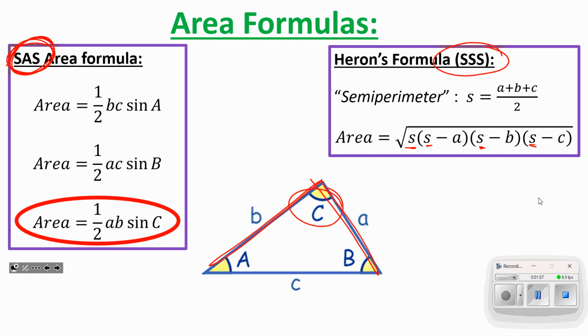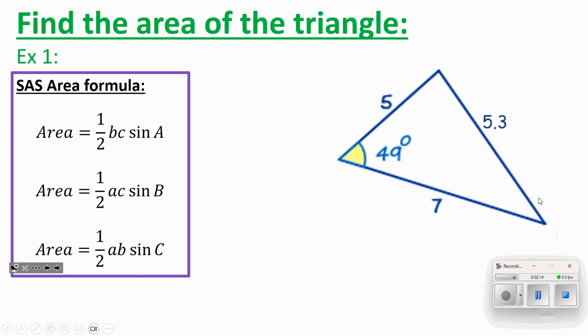All right, we have these 2 formulas. Keep in mind, again, this is the formula we want to use for the SAS area formula, side angle side, which means you're using 2 sides and the angle between them, versus Heron's formula, which uses all 3 sides, finding the semi-perimeter, and using that given equation with the radical. Let us apply one at a time. So the SAS area formula here, number 1.